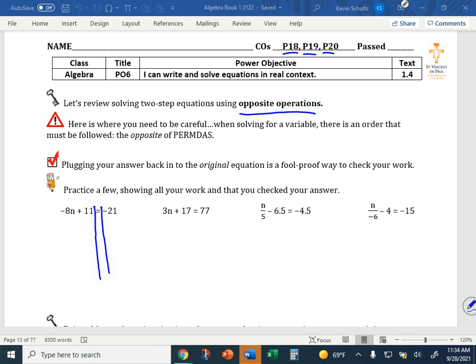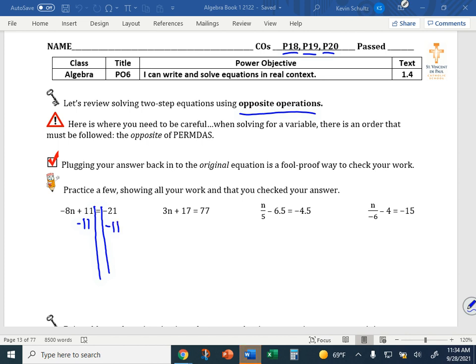Well, if we wanted to know... Wait, never mind. You do subtract 11 from 11. So just do minus 11 and then minus 11 from... Yes, we would subtract 11 from both sides, right?